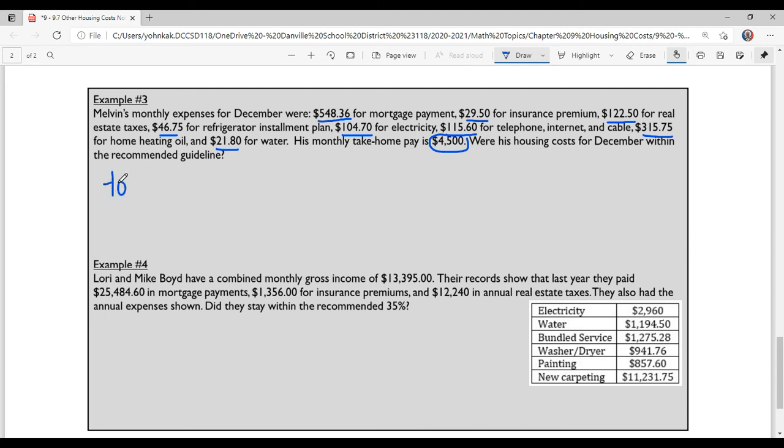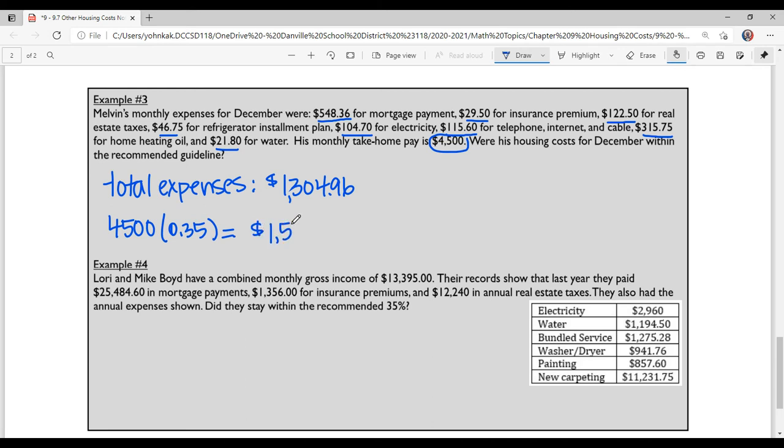Well, first I need to add everything up to find my total expenses. So if I add up all the underlined items, I'm going to get $1,304.96. So that's how much Melvin spent. So now let's see what the recommended spending is. Take his monthly take home pay, $4,500, and multiply by 35%. So the recommended spending is $1,575.